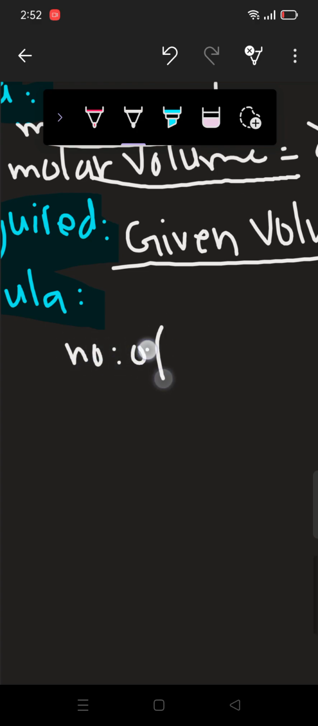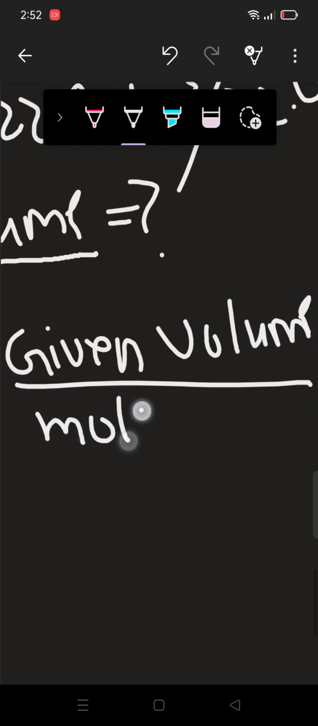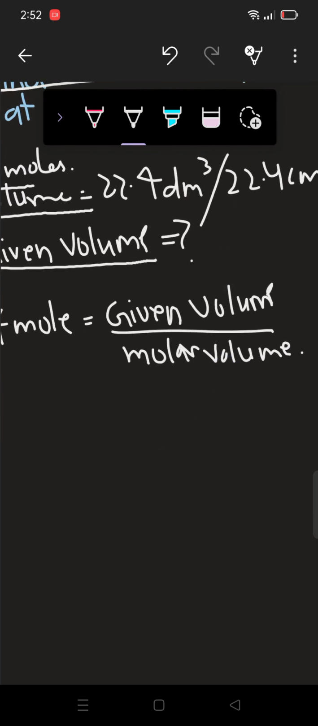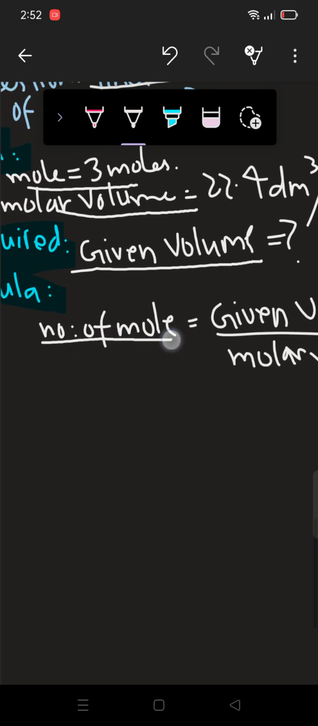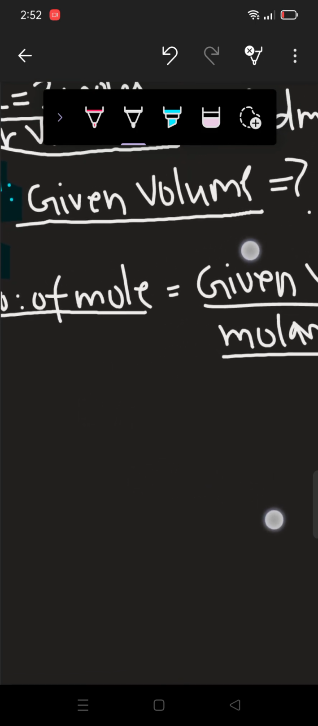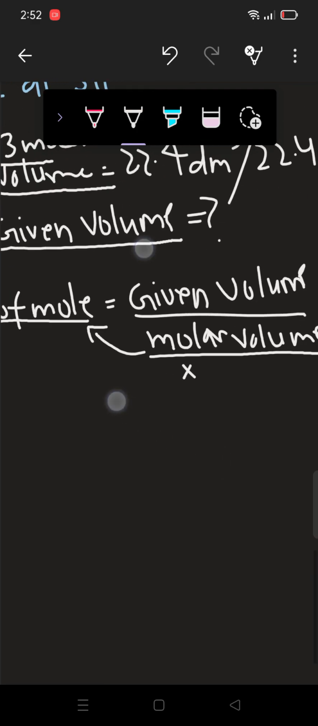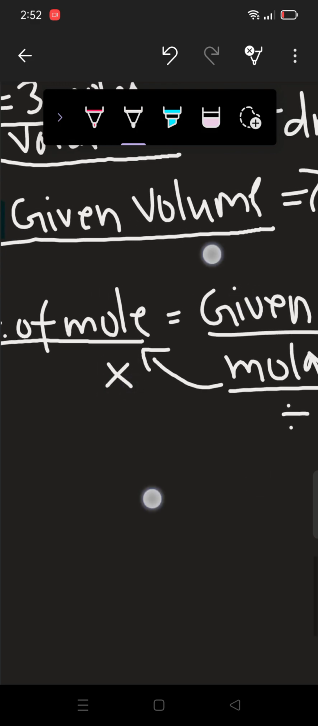Number of mole is equal to given volume per molar volume. Now initially we need to arrange this formula. What we need to find, what is given in the question? The number of mole is already given and molar volume is already given. So we need to find the given volume. Here this is divided. When it goes to the other side, it will be multiplied.